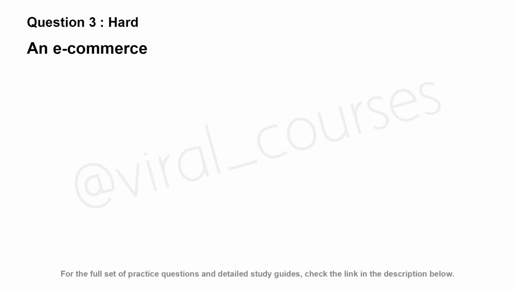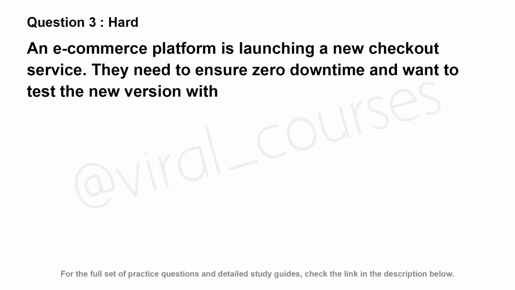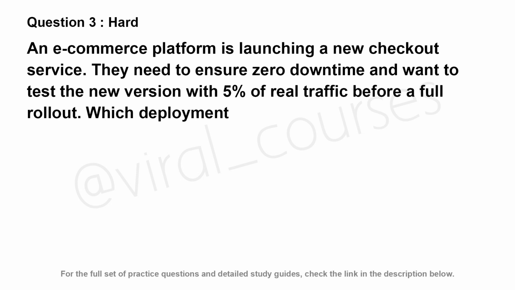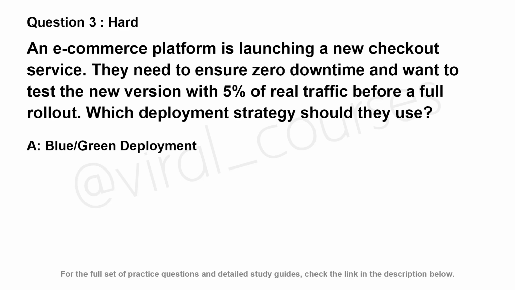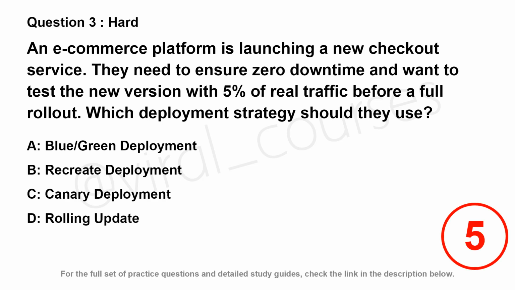An e-commerce platform is launching a new checkout service. They need to ensure zero downtime and want to test the new version with 5% of real traffic before a full rollout. Which deployment strategy should they use? Option A. Blue-green deployment. Option B. Recreate deployment. Option C. Canary deployment. Option D. Rolling update.